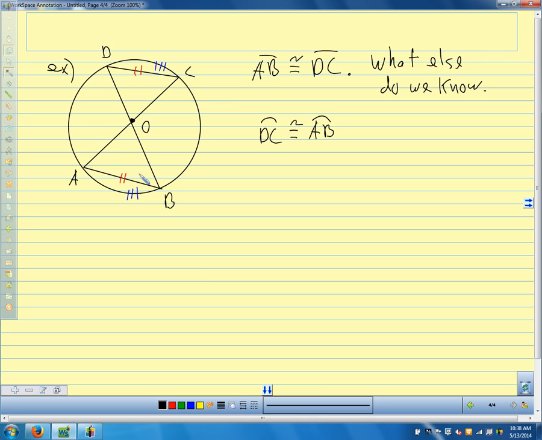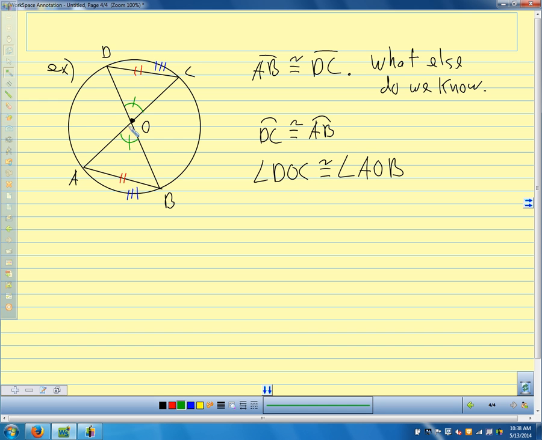We talked about 3 things. What's that? Angles. We can figure out the angles are congruent, the central angles. So angle DOC is congruent to angle AOB. The central angles are congruent, so I'll mark those in green. We know those are congruent.